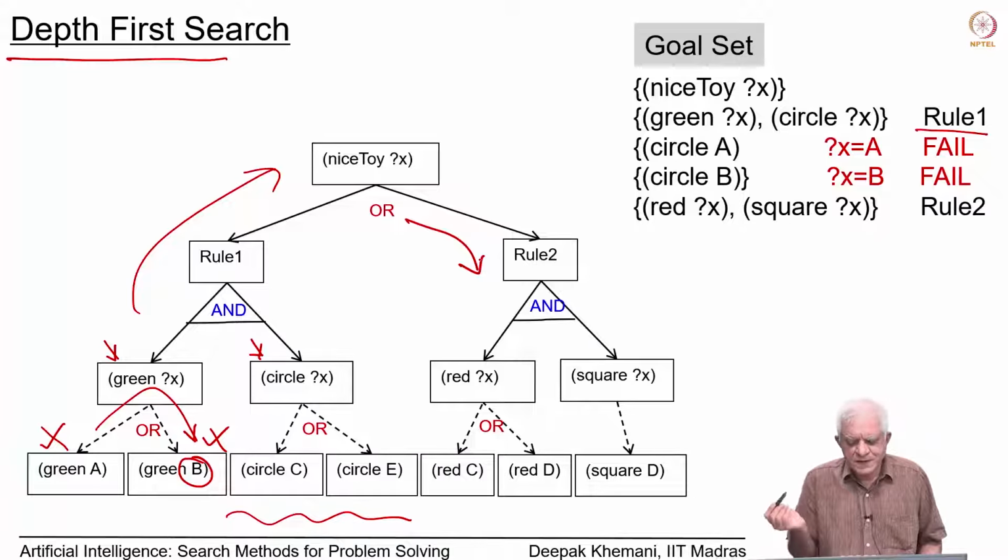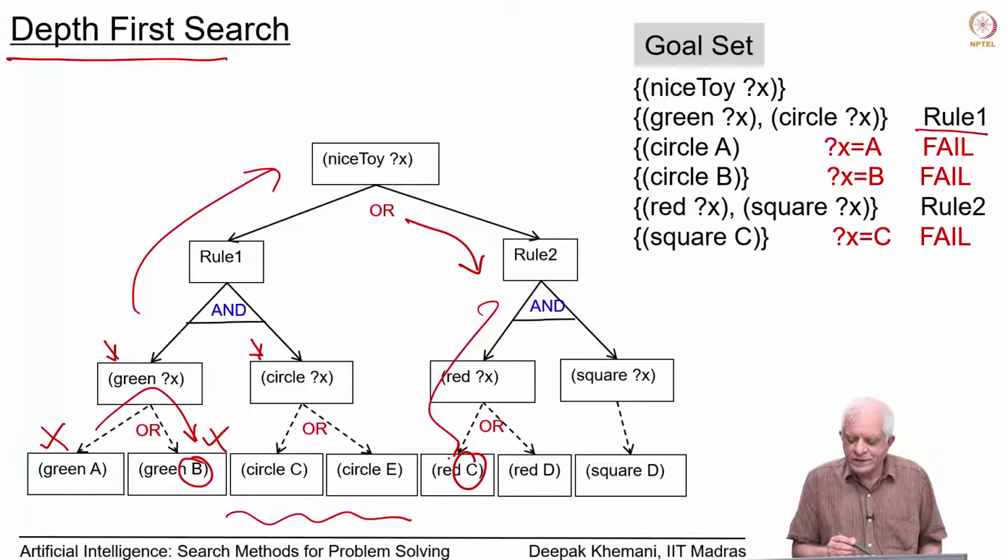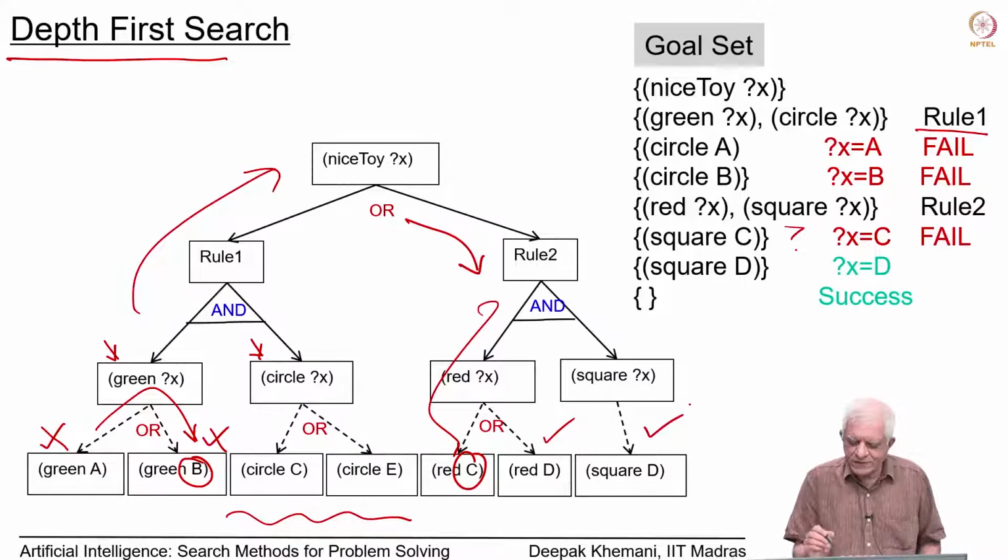So, it says okay, let us look for something which is red and which is a square. It comes down here and finds that yes, C is red, and says okay, is C a square then? But no, C is not a square, the only square we have is D. So, it backtracks and again comes back and says yes, D is red, and says go and check whether D is a square, and yes, indeed D is a square. So, both the goals got solved and we are left with an empty goal set, which is a sign of success in backward chaining.